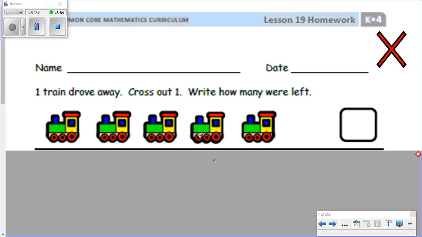Here we have a bunch of trains, so we know the word train will be in our story. 1 train drove away. Cross out 1. Write how many were left. So let's take a look. How many are we starting with? Let me not be in a rush to cross them out. I want to get my starting number. 1, 2, 3, 4, 5. So I know that for my number sentence, it's going to be with 5.